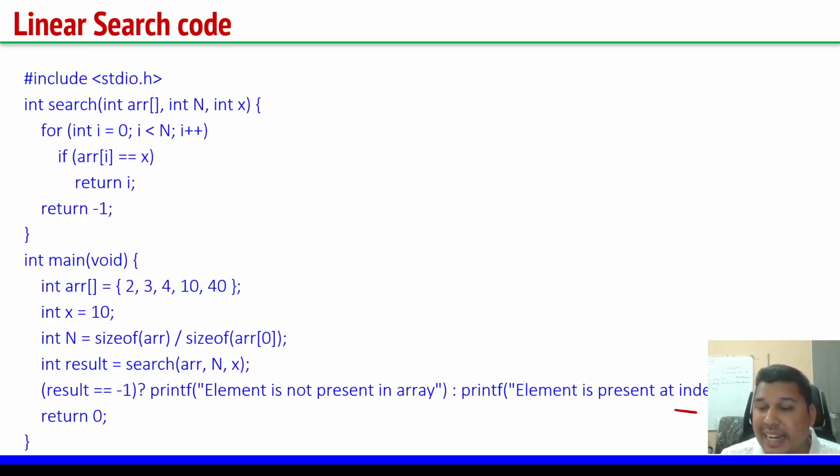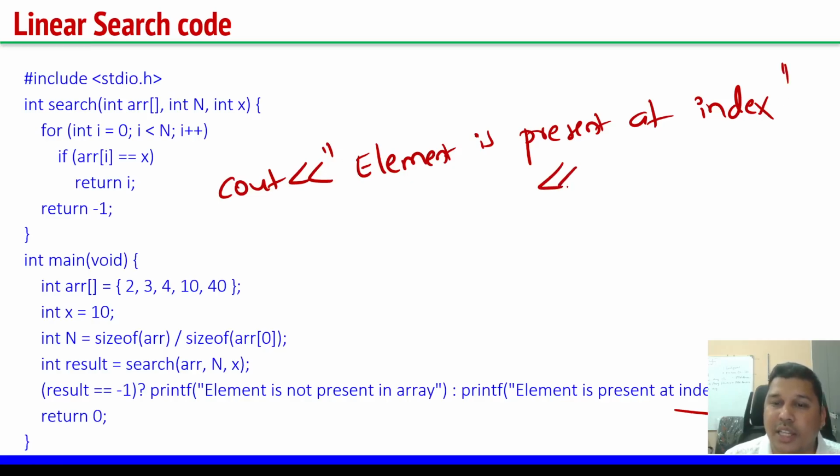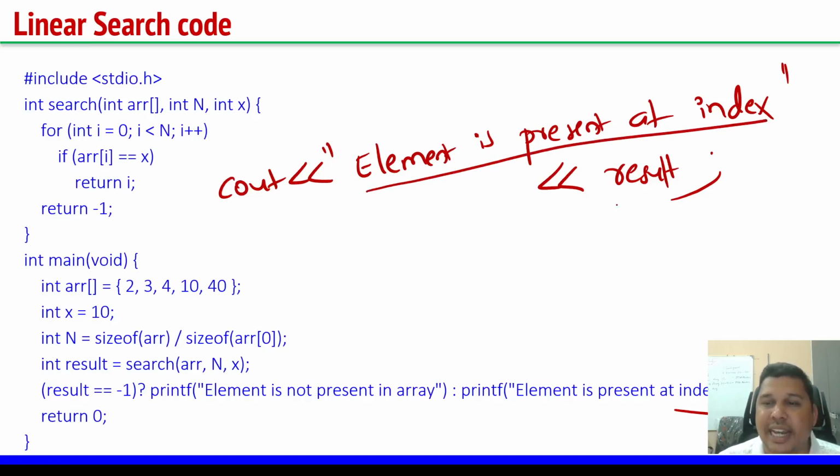Element is present at index percentile d. We have to write like this: cout double quote element is present at index, then close this. You write the index value, that is result, and semicolon. So it will give the element is present at the index and the result.